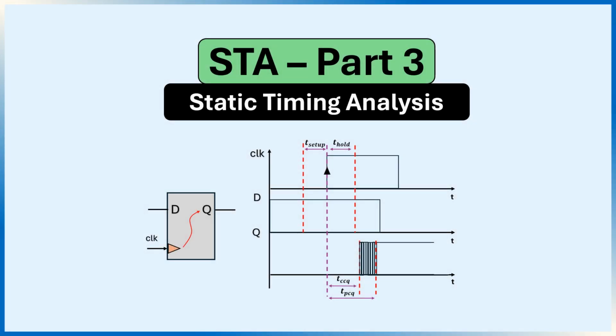Welcome back to part 3 of the static timing analysis series. In the previous video, we introduced clock-to-Q delay and treated it as a single timing parameter. Today we are going to refine the model. In reality, clock-to-Q is made up of two different timing values, clock-to-Q Contamination Delay and clock-to-Q Propagation Delay. We will learn what each one means, why they both exist, and how they affect the setup and hold constraints. Let's get started.